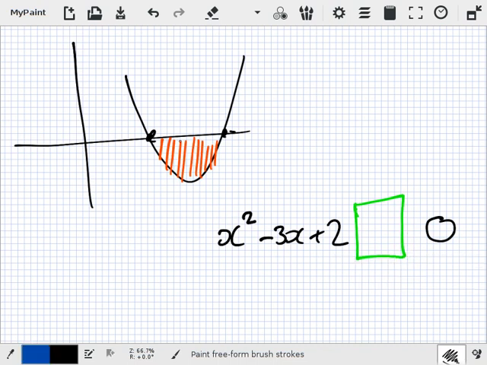Describe positive or negative. Would you say this red region, do you describe it as a positive or a negative region? Negative. Now, why? This is a negative region. Why? Because we're shading the lower part. Yeah, because it's under the x-axis. It's down here in the negative y.